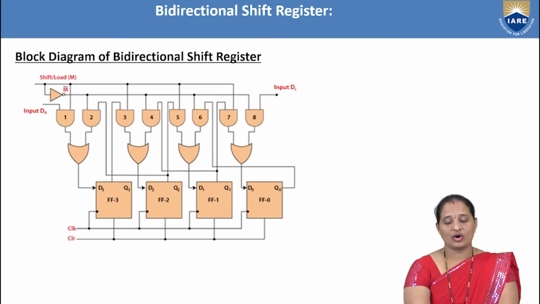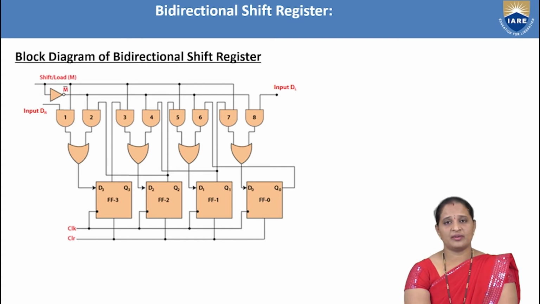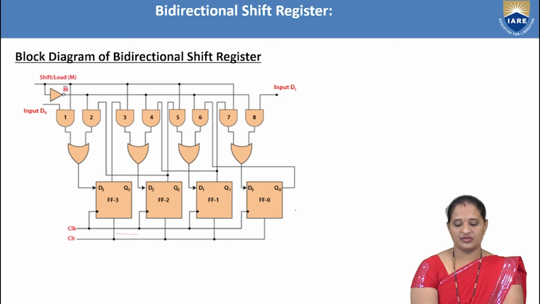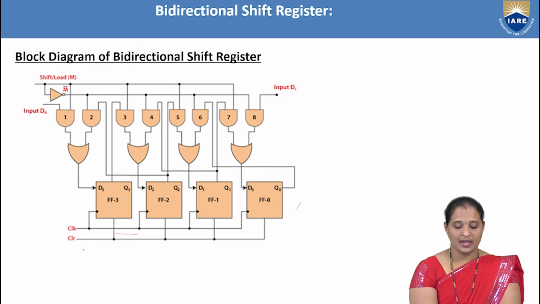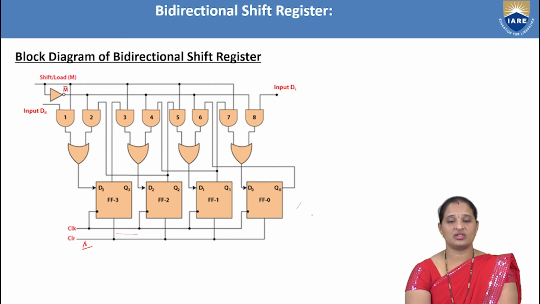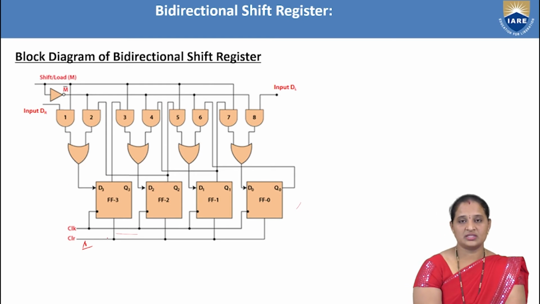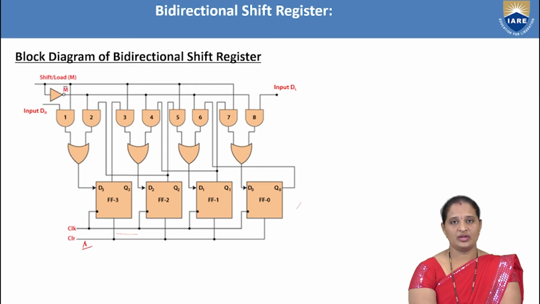So this is the block diagram of the bidirectional shift register, where we can perform shift left as well as shift right operation. These are the 4 flip-flops which are cascaded together, and all 4 flip-flops are applied with the same clock. We also have a clear input. When the clear input is 1, all the flip-flops will be cleared. That means the outputs of all the flip-flops will be 0. Along with these D flip-flops, we have some AND-OR logic. Now let us see how it operates.